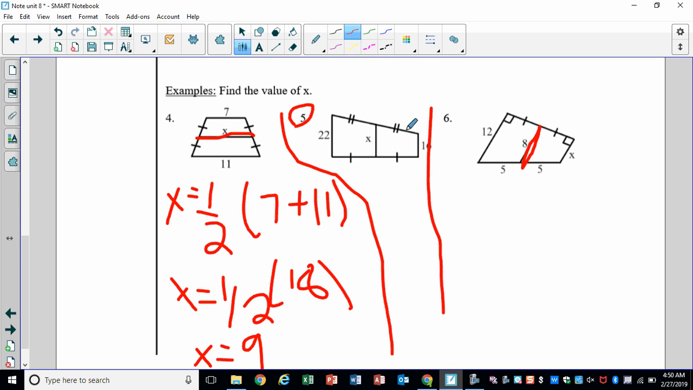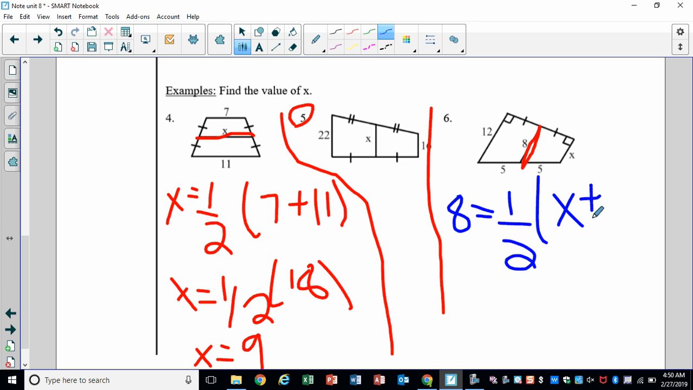Okay, so I'm going to do 6. So 8 is given to be the mid-segment, right? And then base 1, I don't know, it's going to be x. So 1/2 times x plus base 2, which is 12. What I'm actually teaching you is what the formula is and how to set it up. Solving for x in a fraction comes from your Algebra 1 skill. So a lot of you, if you get stuck here, it's not the geometry that's bothering you. It's the algebra that's bothering you.